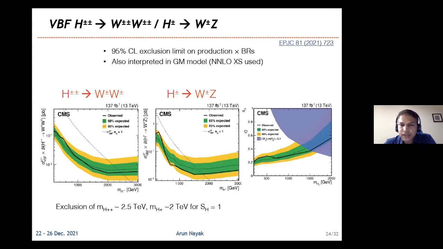And then these results are also interpreted in this Georgi-Machacek model. So you see the results in the plane of MH5 and the sin theta H parameter space, and you can see that the values above this are excluded.